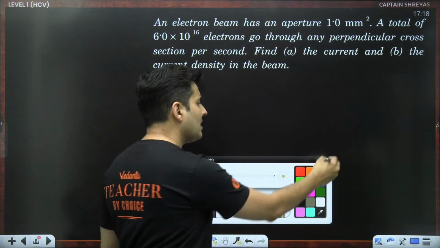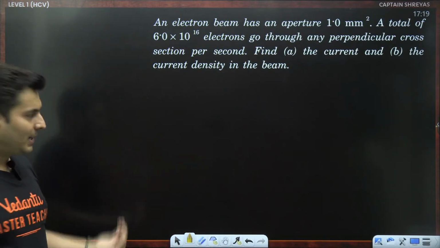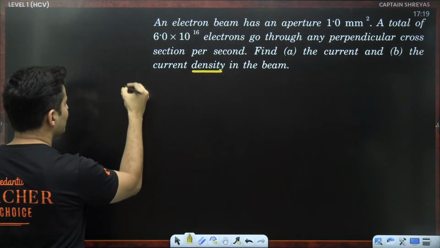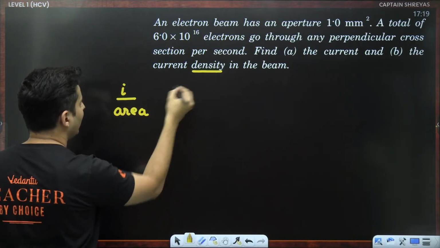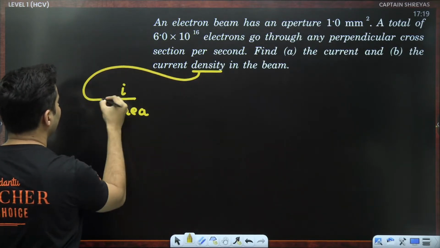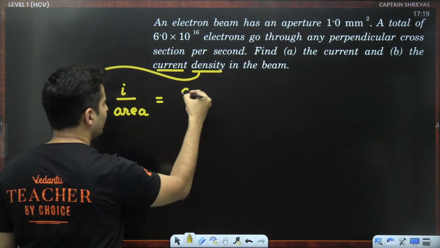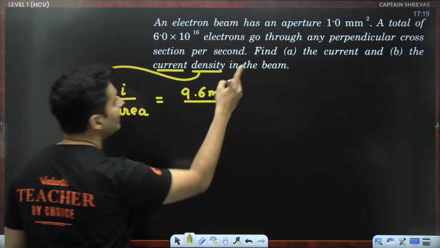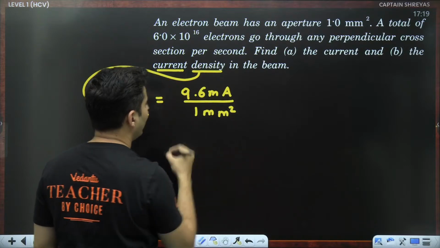Now, the density of any current beam, which we will in fact go into in a bit, in such cases is how much current goes per unit area. That is called the current density. The current, which we just got as 9.6 milliamperes, the whole thing divided by 1 millimeter square.